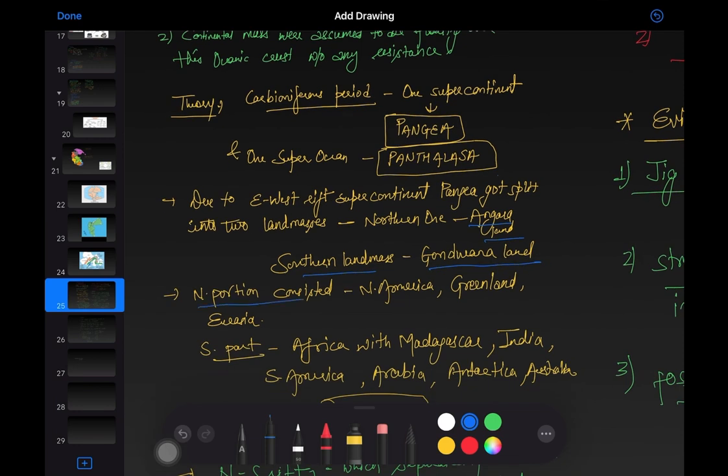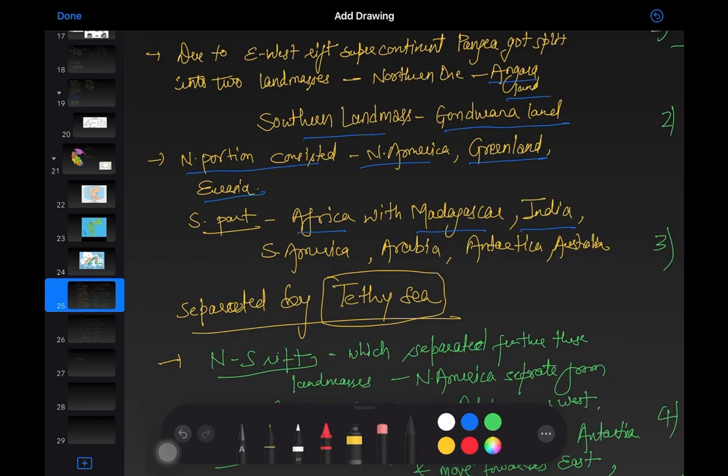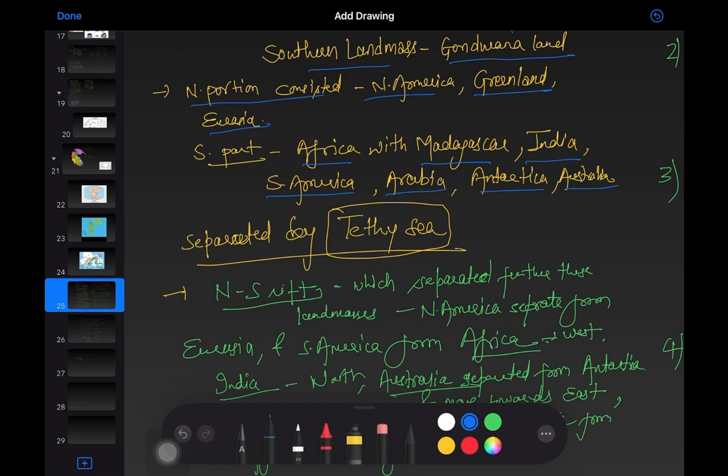The northern portion consisted of North America, Greenland, and Eurasia, while the southern part consists of Africa with Madagascar, India, South America, Arabia, Antarctica, and Australia. As you can see, in the northern hemisphere there is Eurasia, but this Eurasia does not include our India. India is in the southern hemisphere, that is Gondwanaland. You have heard that India is a part of Gondwanaland in your school NCERT books.